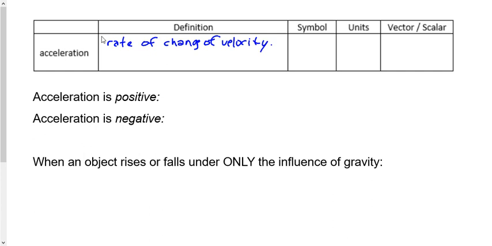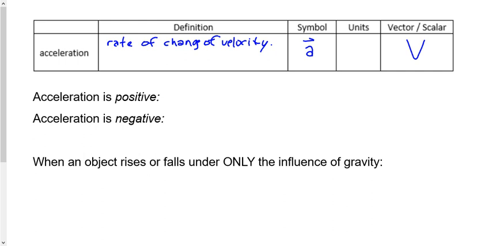Velocity was the rate of change of position, how quickly the position is changing. Acceleration is the rate of change of velocity, how quickly the velocity changes. The symbol for acceleration is A. It has a little half arrow over top of it. And that means, of course, that acceleration is a vector. There is a direction associated with acceleration because there's a direction associated with velocity.